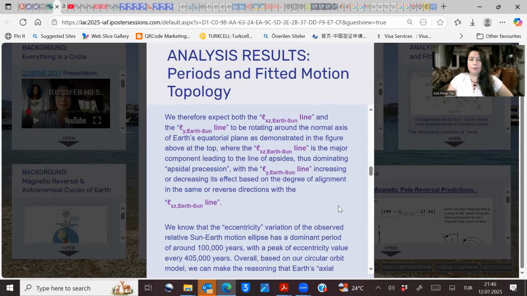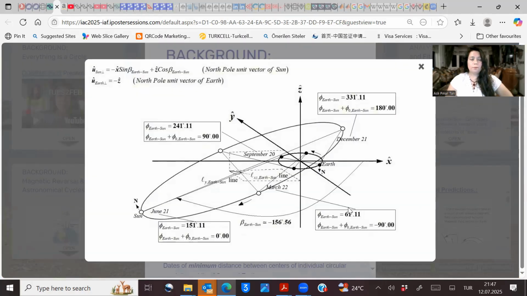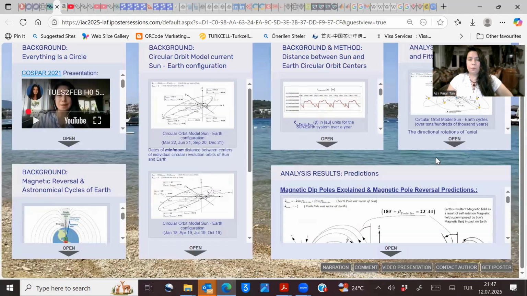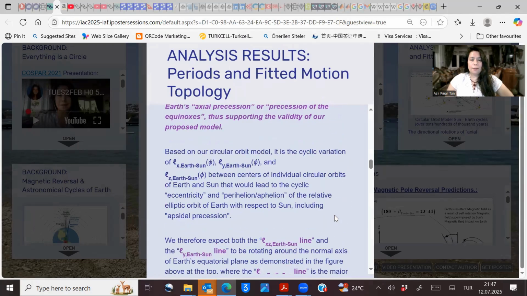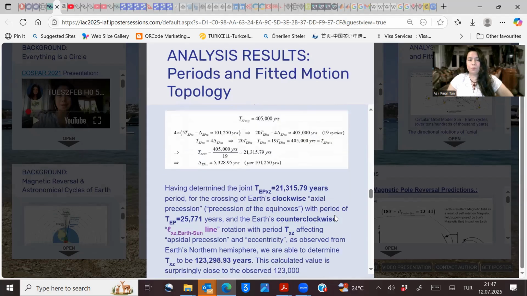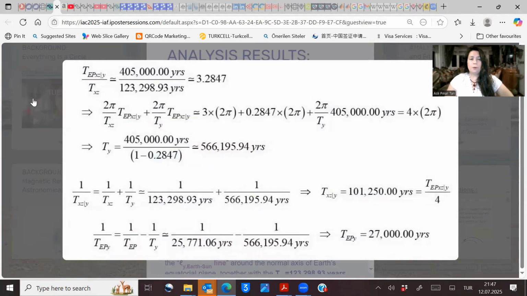The LY line is a secondary contribution to eccentricity and axial precession. We expect it to be revolving opposite to that of the LXC line, because the calculations show us that in order for these components to meet at 405,000 years to form a peak effect, the LY line has to be moving in the opposite direction to the LXC line. And again, doing our calculations, we find that the period of the LY line is 566,195.94 years, which gives us the one peak component per 600,000 years, also aligned with observation.